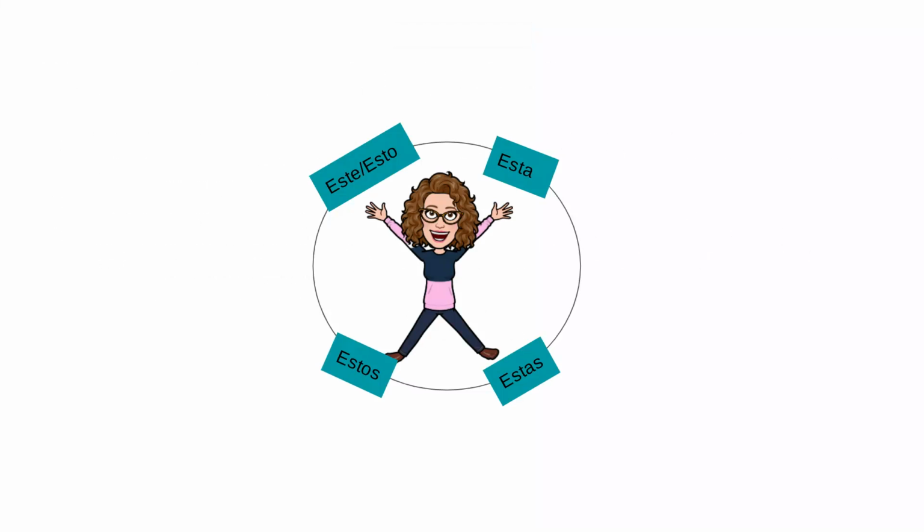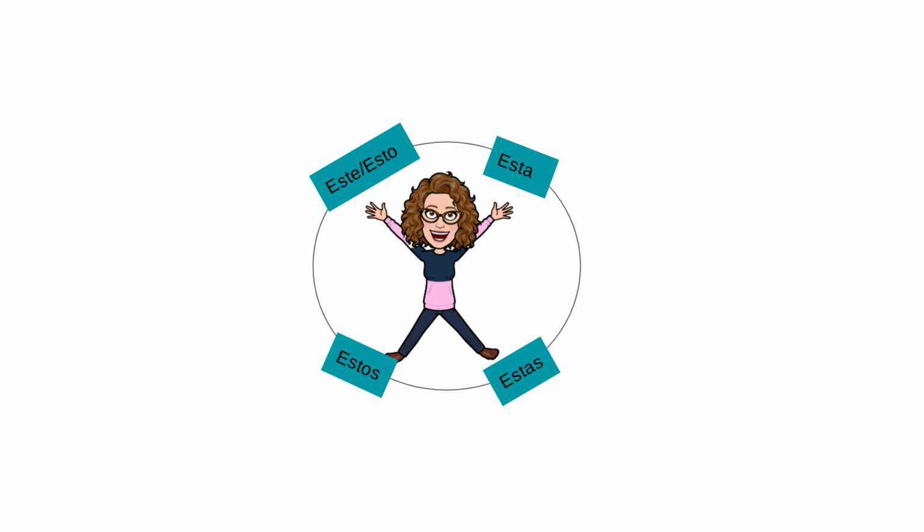Our first group of demonstrative adjectives express items that are within your reach. So if you stretch your arms out, it's anything you can touch without moving. So I have este and esto, which are masculine and singular. So for example, este suéter, esta, which is feminine and singular. For example, esta camisa.